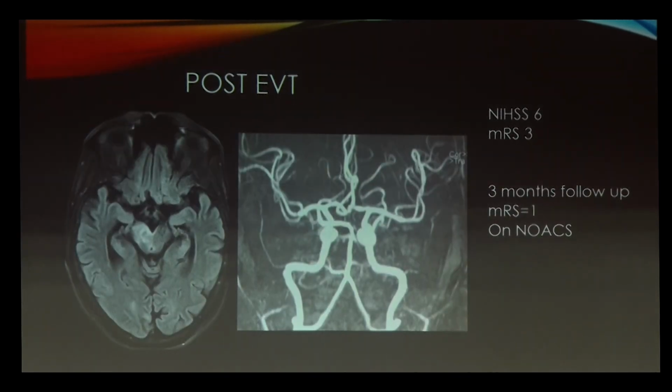Post thrombectomy, the patient's NIHSS is 6 and mRS is 6. At 3 months follow-up, he is mRS 1 now, on NOACs. There is good perfusion on the post-thrombectomy TOF imaging. The basilar is clearly visualized, and the right PCA, and the left PCA is fetal. The FLAIR changes are restricted to the pontine and midbrain region. We could at least save the occipital territory.